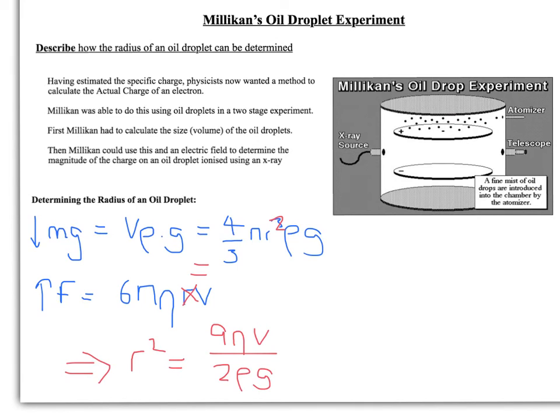So you can calculate the radius of the oil droplet, which would allow you to calculate its volume later on, if you know its viscosity, which is this one, the velocity, which you can measure, when it's at terminal velocity, by timing it over a set distance, the density, and g. So we've got the size of our oil droplet. We're now in a position where we can calculate the charge of an electron.